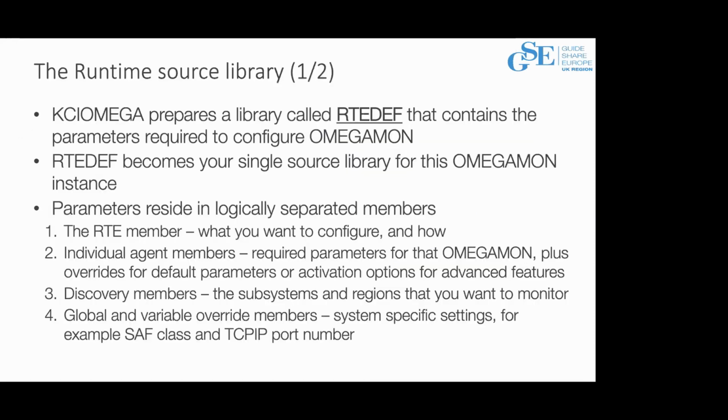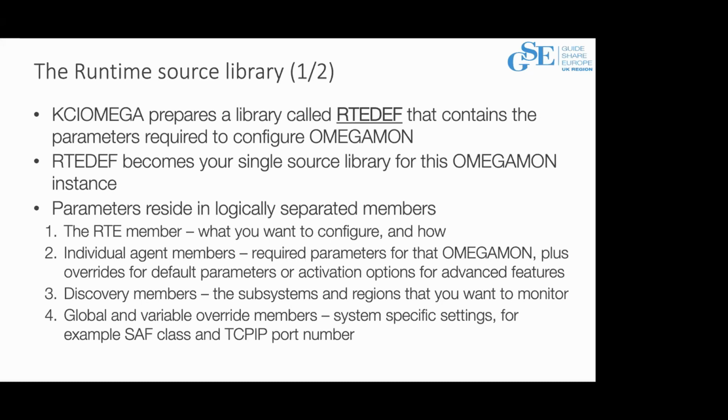So let's go into a bit more detail about the actual runtime source library. It's important to understand what the runtime source library is. We should treat it as a production source library, so do back it up. It contains all the parameters and definitions, called the RTE def, or the runtime definition library, containing all of the parameters required for that OMEGAMON that need to change.